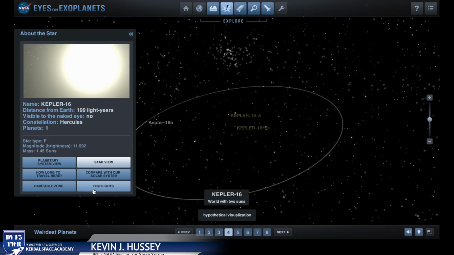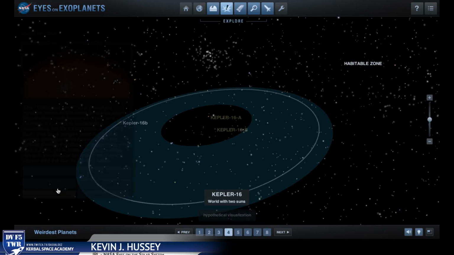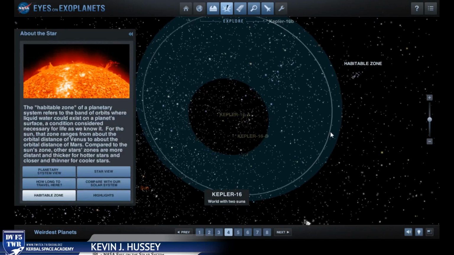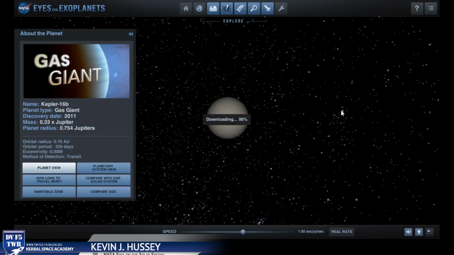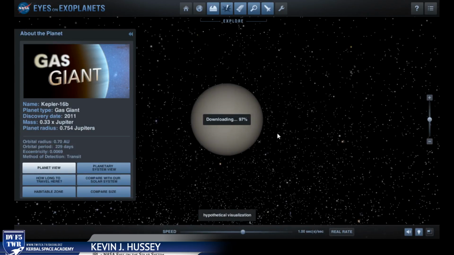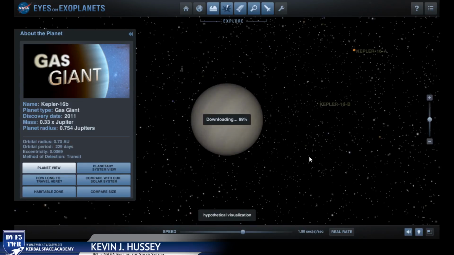And there they are. Okay, that's so cool. I'm curious, if we say habitable zone. Oh, it's right on the outside of the habitable zone. Yeah. And then let's see what it looks like. A lot of gas giants out there, it seems. There's a lot of gas out there. Yeah. And then there's the two stars.